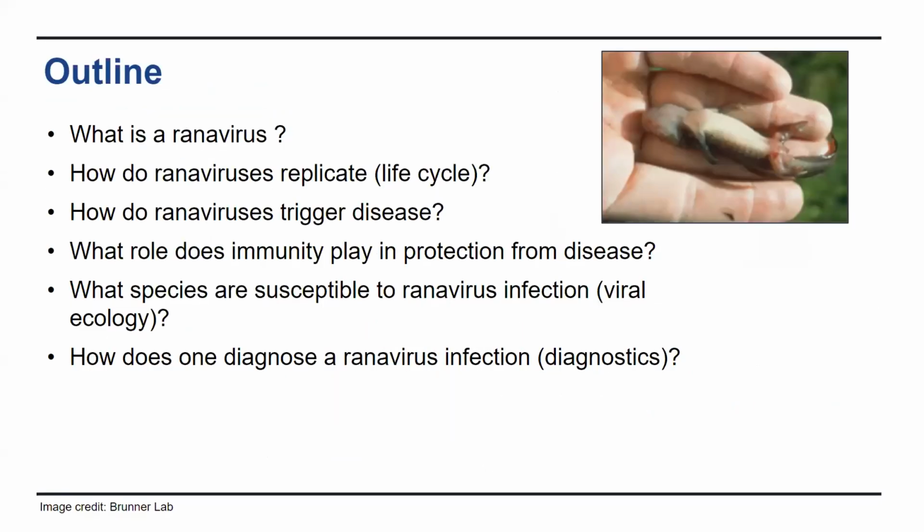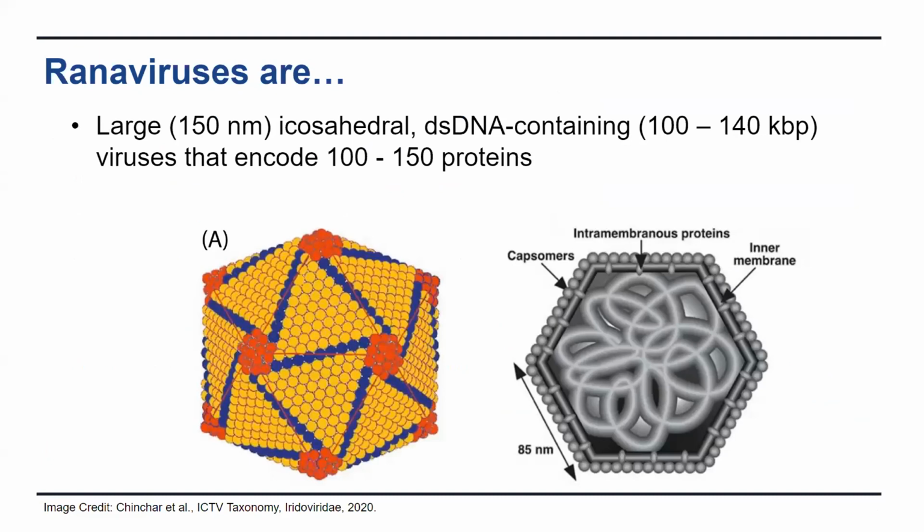So what I'm going to do this morning is basically talk about what's a ranavirus, how they replicate, how they trigger disease, and what role immunity plays. Then in the second part of this presentation, Jesse and Joe will be talking about viral ecology and viral diagnostics. So ranaviruses are large icosahedral DNA-containing viruses. They encode between 100 and 150 proteins.